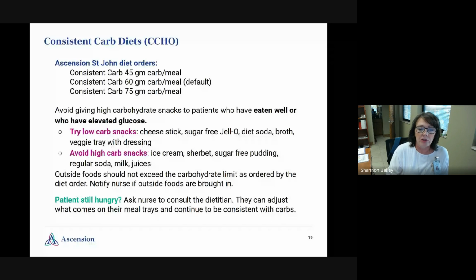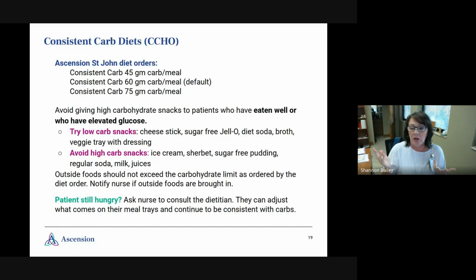The high carbohydrate snacks that we typically have on floor stock on the floors would include ice cream, sherbet, sugar-free pudding, regular soda, milk, and juices. So a lot of you are probably thinking, sugar-free pudding, why is that high carb? Well, the sugar-free pudding mix doesn't have any sugar in it, but you mix it with milk, which is a carb. So it's still about 15 grams of carbs for one of those little pudding packs.